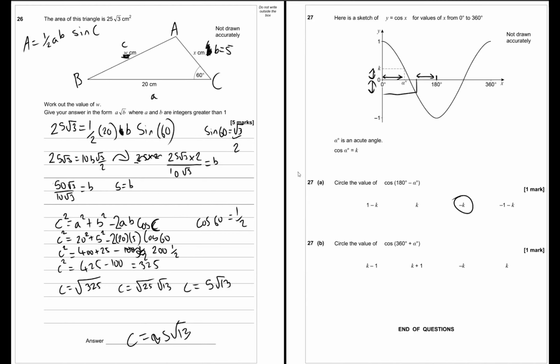Okay, 27b. Circle the value of cos of 360 plus a. So cos, what can you tell me about cos? So it goes up and down, up and down, up and down, and it just repeats the same thing every 360 degrees. So that tells you that it's going to be exactly the same because it's a cyclic function. Okay, so for this one, the answer is just k.